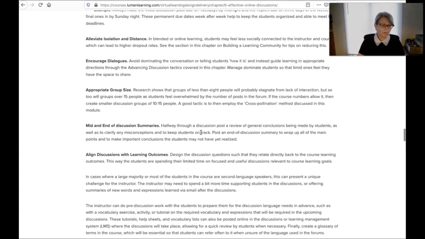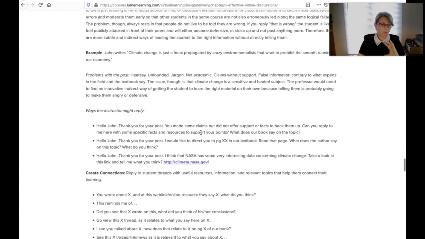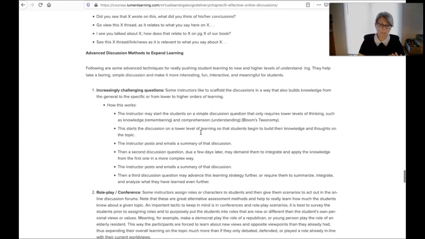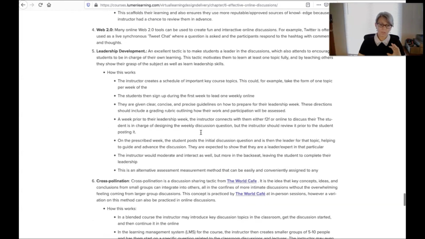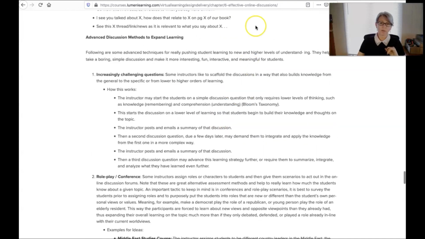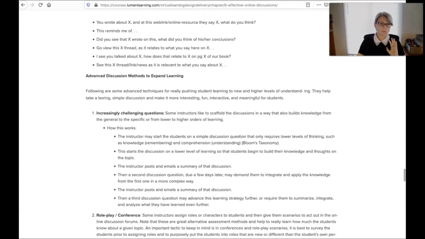So there's a whole lot of other ideas in this chapter, and I'm not going to go over them all, but there's also advanced discussion methods. I talk about role plays, conferences, other types that you might get really cool ideas from these. So I did want to share that resource.